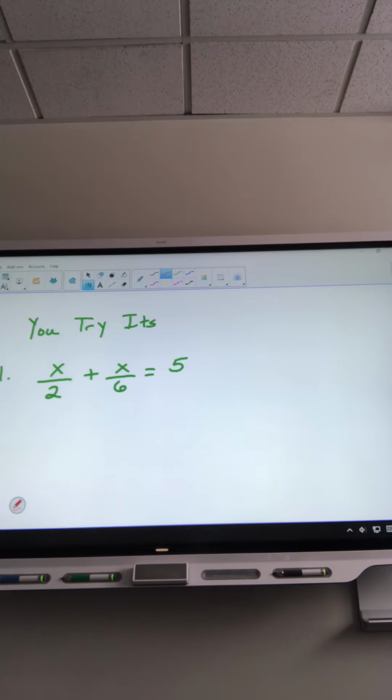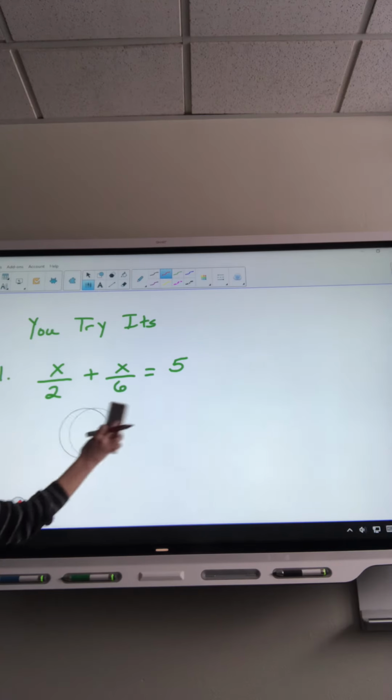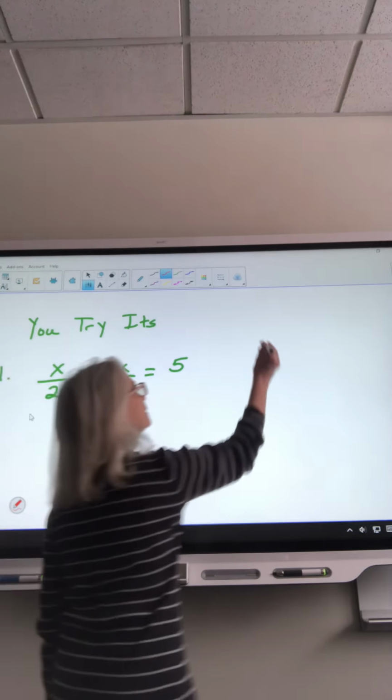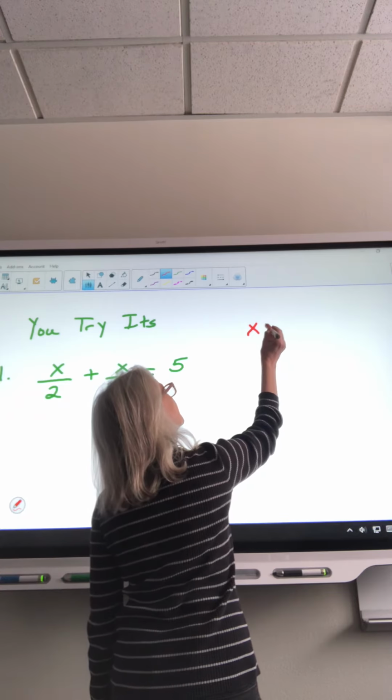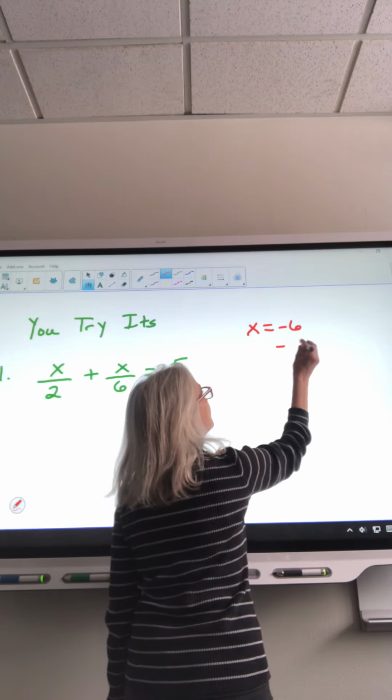Looking at this, if x was a -2 or if x was a -6, that would give us 0. And so those would be the two values that x should not equal. So x cannot equal a -6 or a -2.